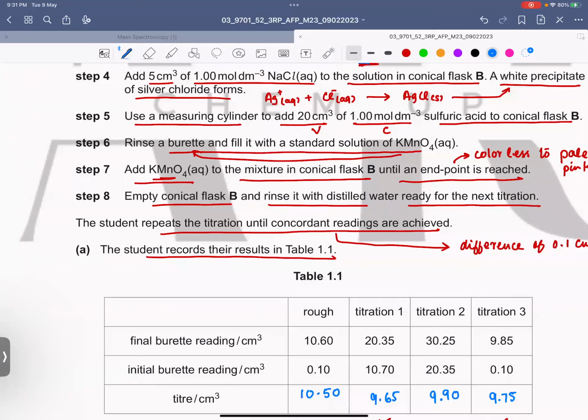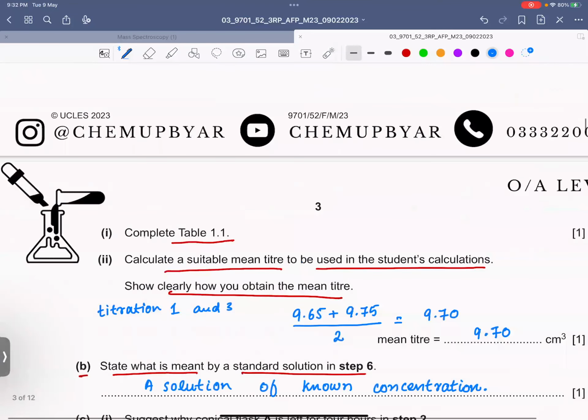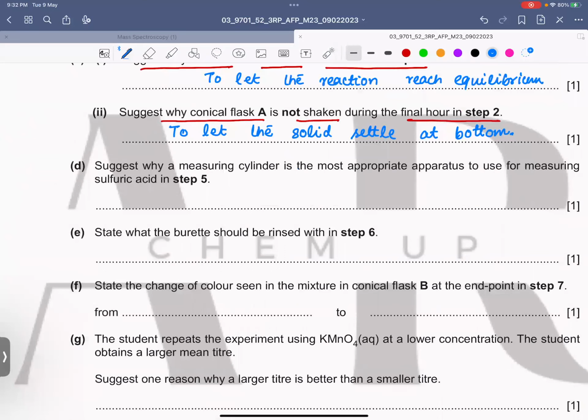Okay. Just give me a minute, please. Okay. So for the final hour, we didn't shake it. It is because we allow the solid to settle at the bottom.